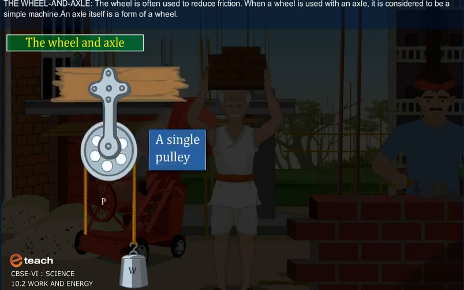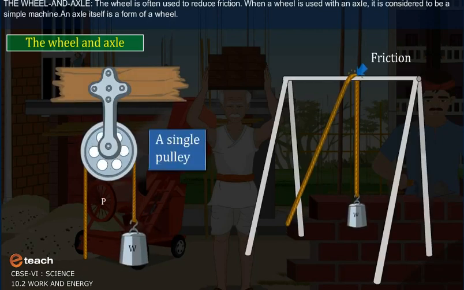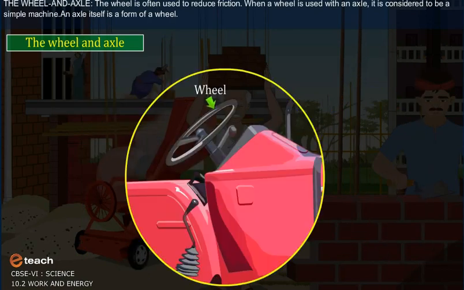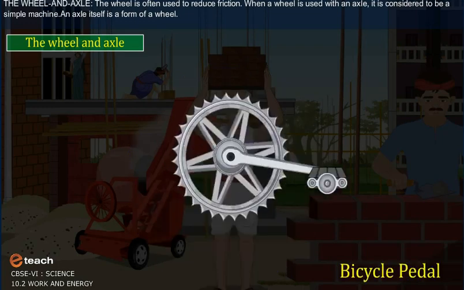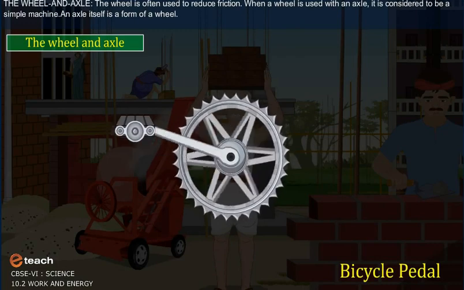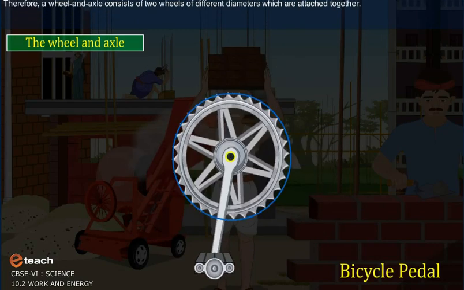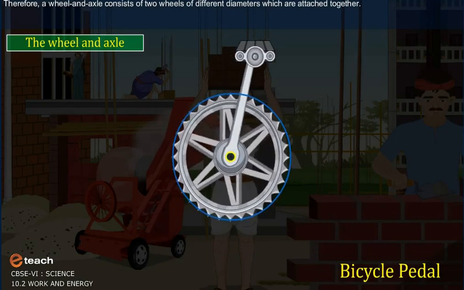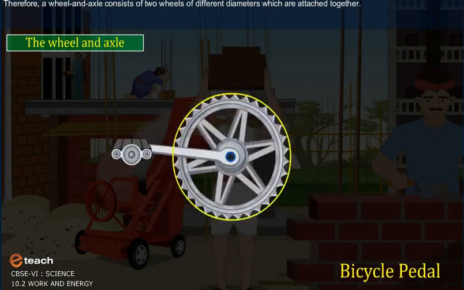The wheel and axle. The wheel is often used to reduce friction. When a wheel is used with an axle, it is considered to be a simple machine. An axle itself is a form of a wheel. Therefore, a wheel and axle consists of two wheels of different diameters which are attached together.